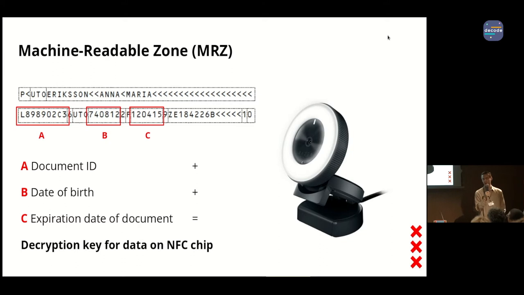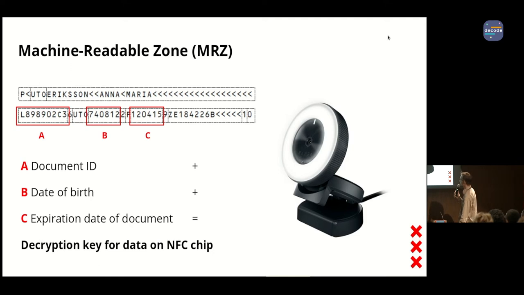As Jaromir already mentioned, what's interesting is that this data on the NFC chip is encrypted, and the key is right on top of the card. And it's not very scary, because it's encrypted with the document ID, your date of birth, and the expiration date of the document. And this together forms the decryption key for the data on the NFC chip.